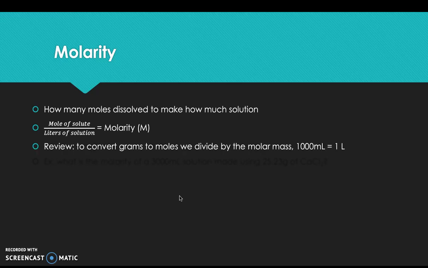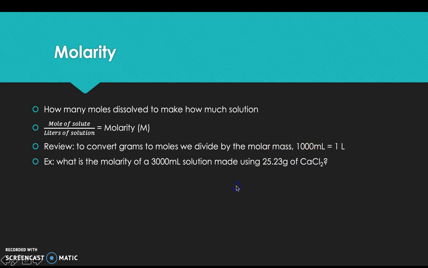So to review, to convert grams to moles, we divide by the molar mass. So you're going to need that. That we learned back in the chemical reactions unit. I believe it was chemical reactions A. Another quick piece of review, notice that this says you need liters of solution. So our unit for our volume always has to be liters. If you're given milliliters, you need to know that 1,000 milliliters is equal to 1 liter. So 2,000 milliliters would be 2 liters. 1,500 milliliters would be 1.5 liters.